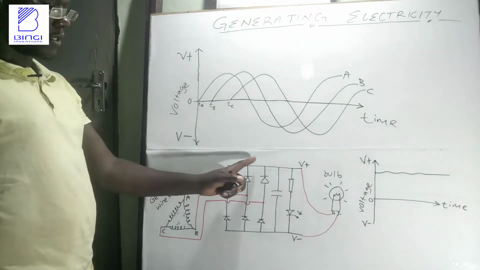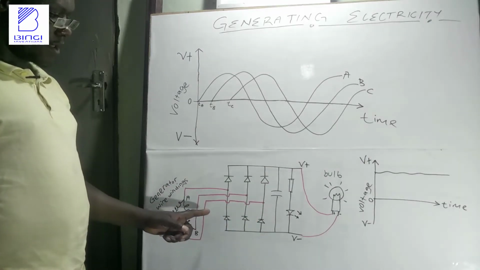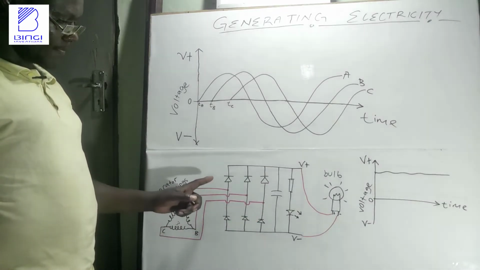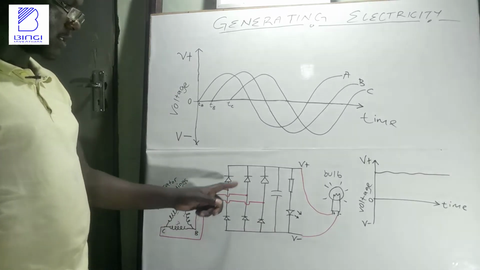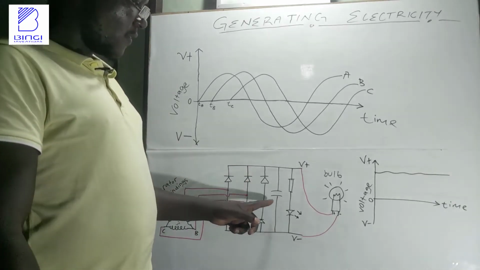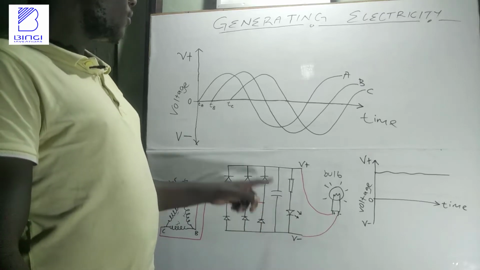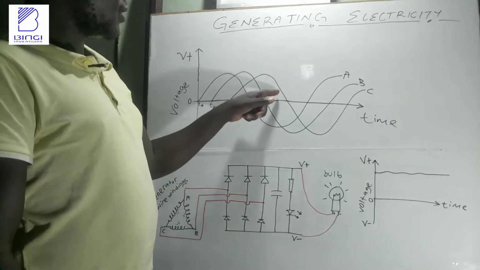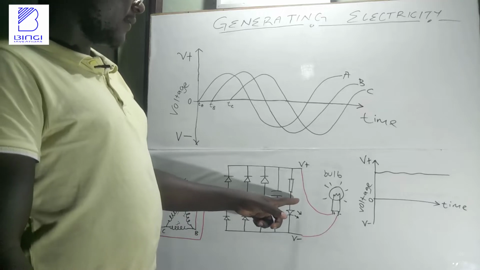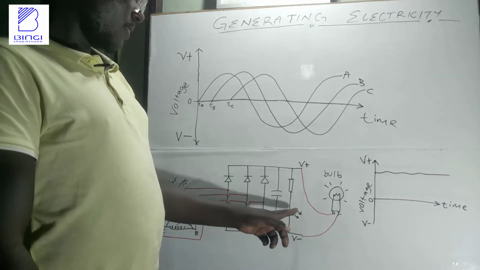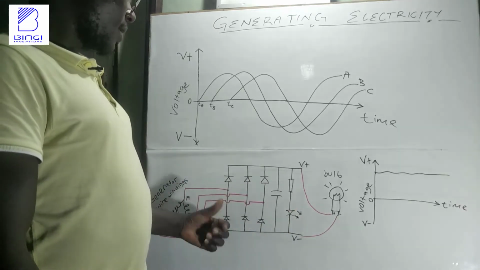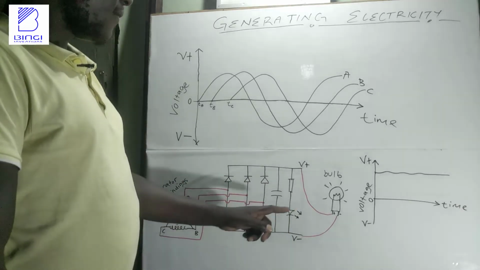Here I'm going to use a full wave bridge rectifier. This is a 3-phase full wave bridge rectifier which converts all the 3 voltages into one, and then a capacitor to remove much of the voltage variations, then an LED which lights blue to indicate that power has reached that point.